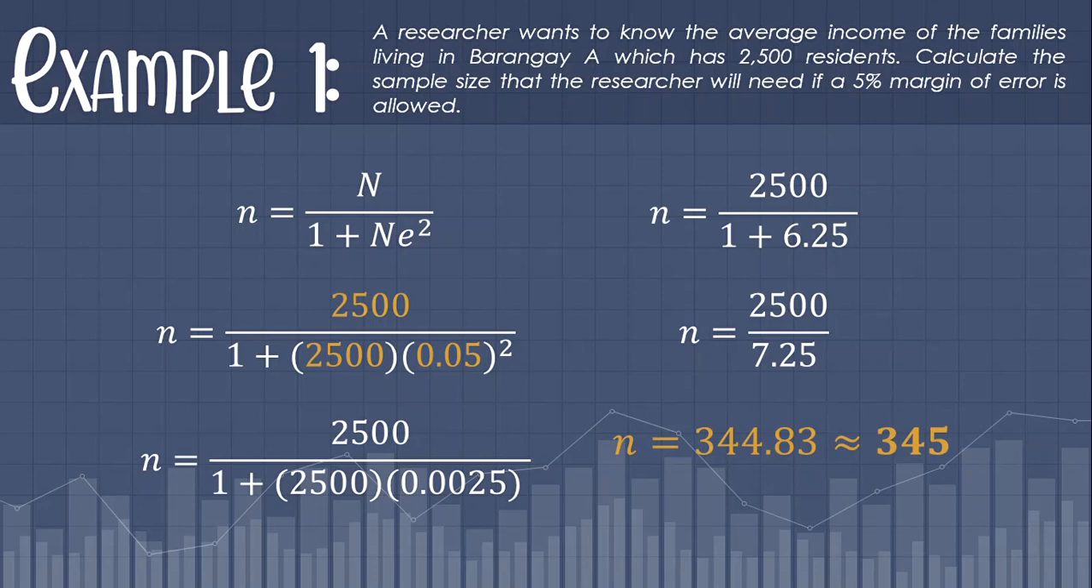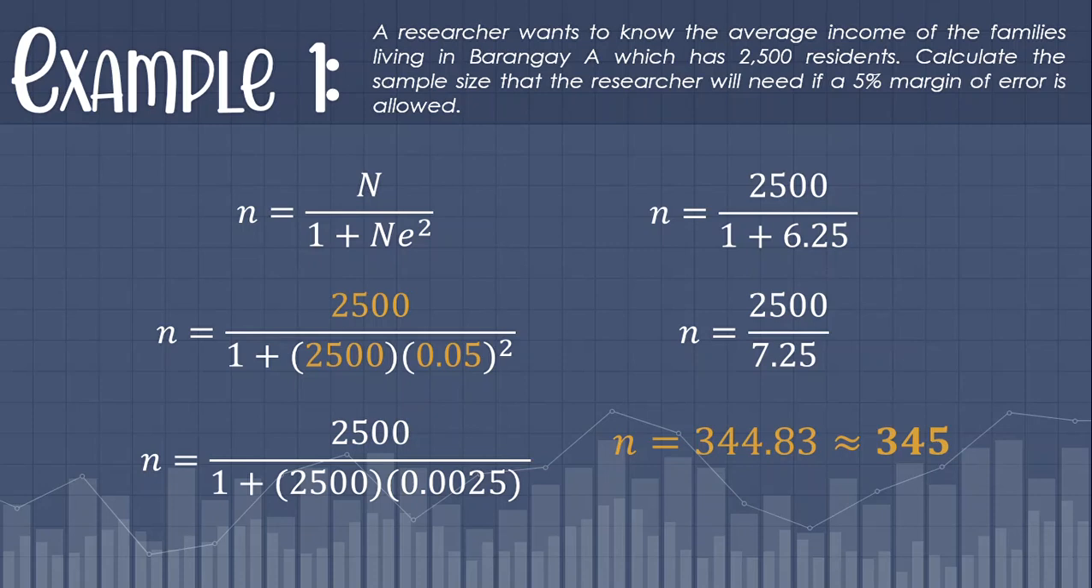344.83. But since we're talking about residents, we're talking about people, we have to round it off to its nearest whole number. So 344.83 is approximately equal to 345. So that is the sample size wherein 5% margin of error is allowed. So that is how you apply the Slovin's formula in determining the sample size.